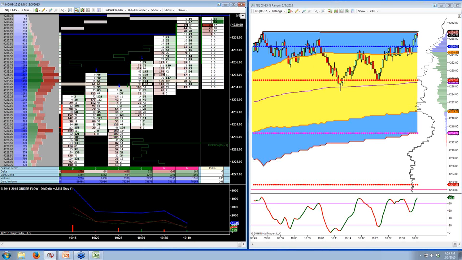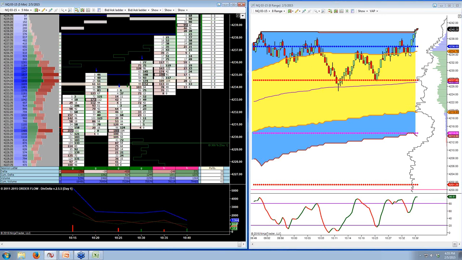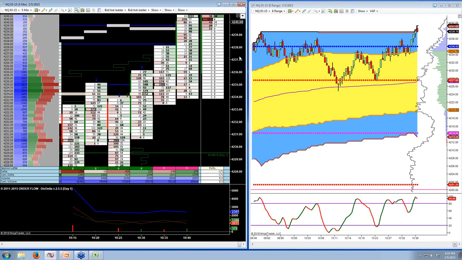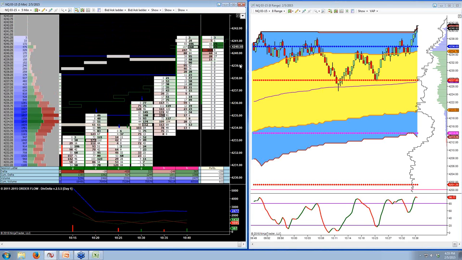And so here, bouncing off this area, we chopped here for a little while, and then bouncing off this area, we did have positive delta, so you could go ahead and buy it. I know I'm making it seem really simple. It really is once you practice with it.